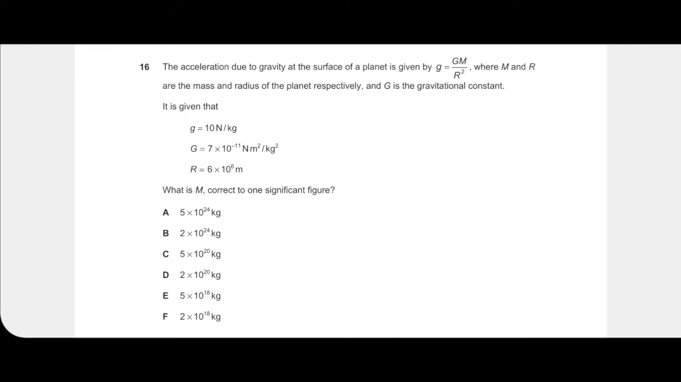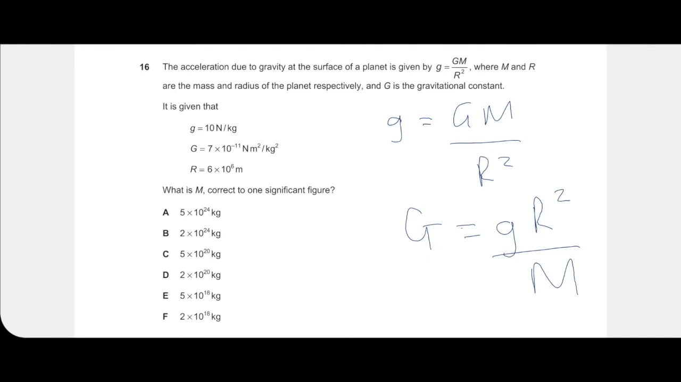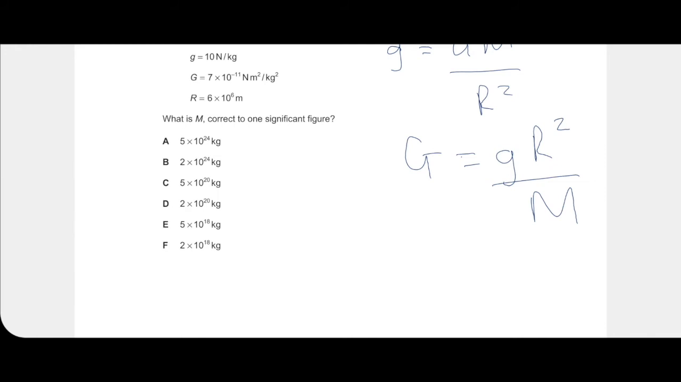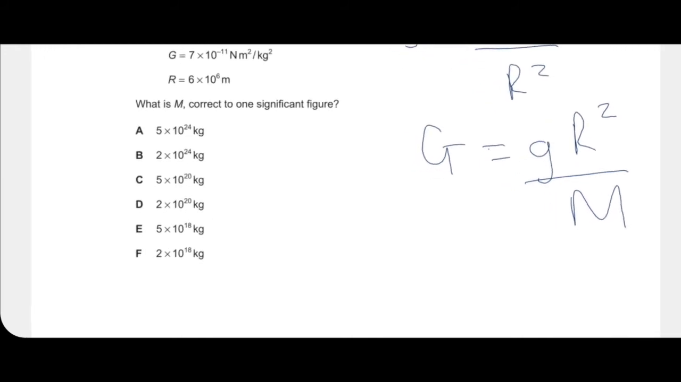So, this is a maths question, and if you know what to do, it's a straightforward maths question. Step number one will be to rearrange the equation so that M is the subject, and then step number two is substitute and solve. So let's complete step number one. We're given little g is equal to big G M over R squared. We want to make M the subject. So M is equal to little g R squared over big G. So that is the formula that we're going to be using. So let's solve.